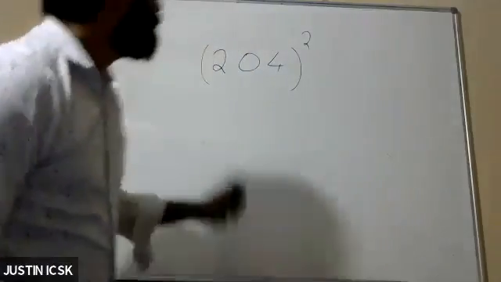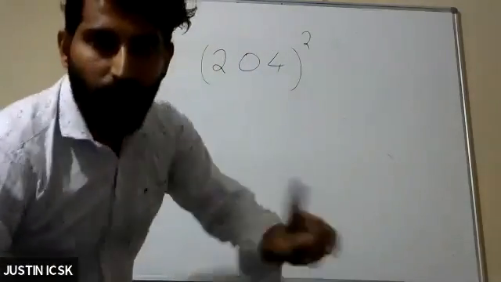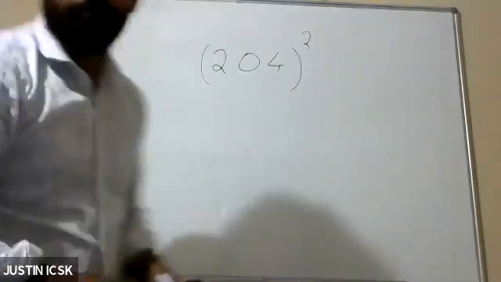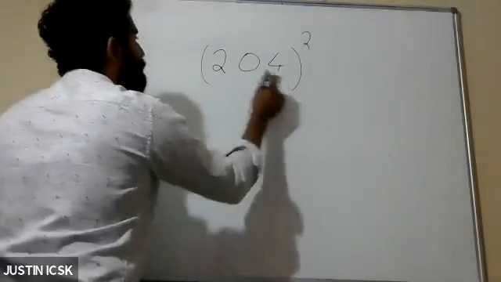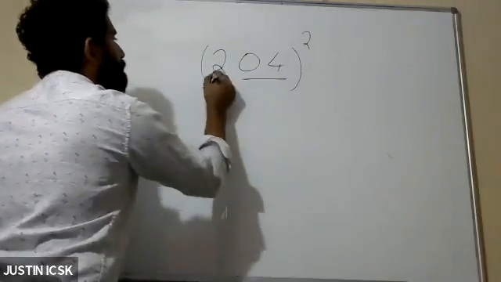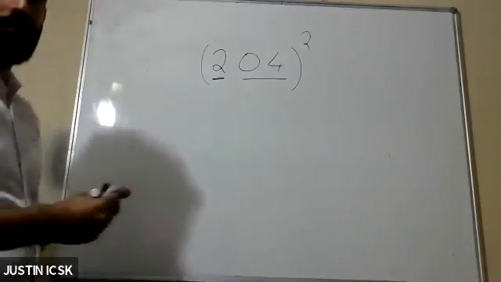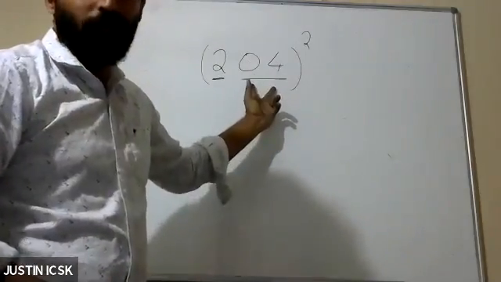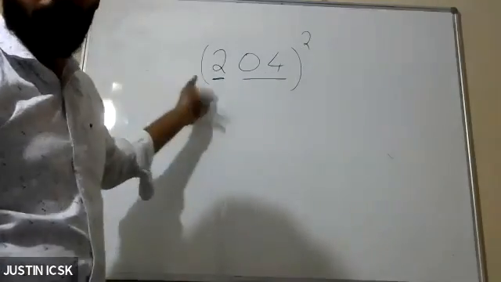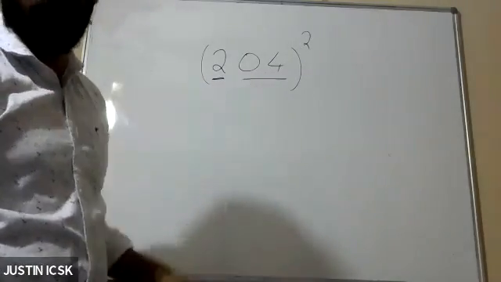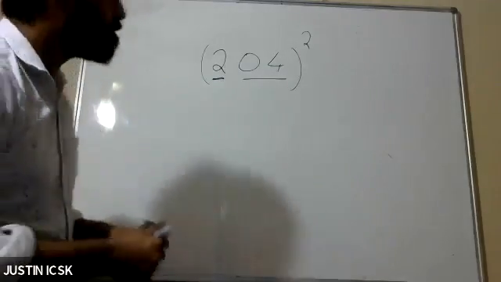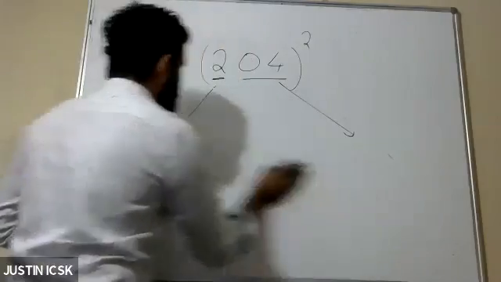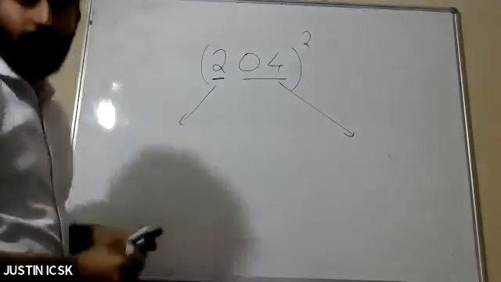Now we have less time, so one 3-digit question we'll do, and the remaining we'll do next class. For 3 digits, just take care like this. Take the first two numbers as one group. This number separate. Last two numbers as one group. This number separate. Same steps.